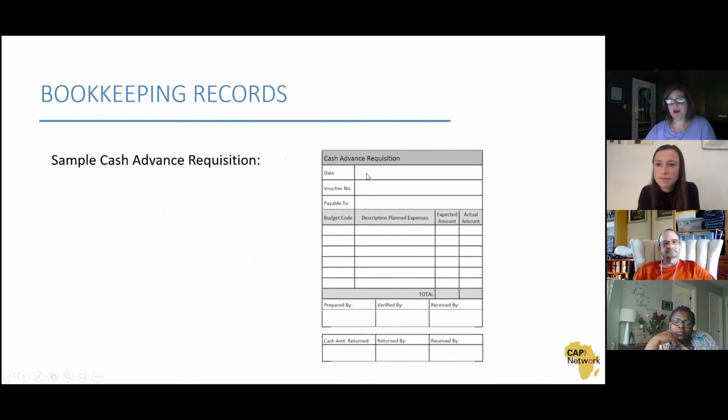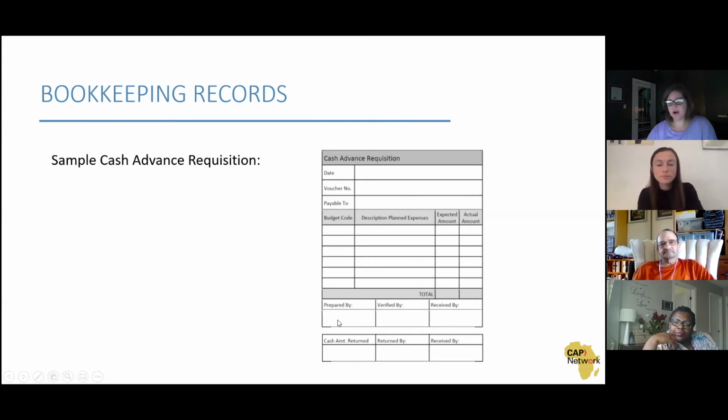Same, you wouldn't know the voucher number at the beginning, but you would fill this in later when you get to the point of filling out the voucher. You've got the date, you've got the place to put the name of the person who's being issued the cash, okay? You have a place for the budget code, place for the description of the planned expenses. And then here in this column is where you would put the expected amount, okay? So that's the amount of cash that is being requested, and you have a total here. And that would be the amount of cash that would be released to that individual, okay?